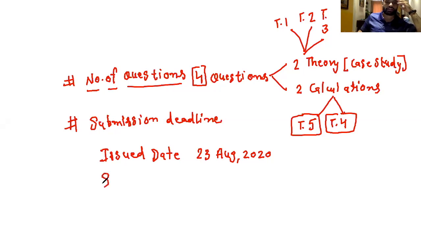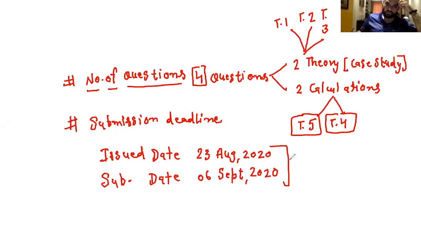Now the submission date. Is that okay? I'm giving you 2 weeks. I can't go any further because, as I mentioned before, in the middle of September you may have the final exam. So I don't want your assignment and final exams to come together or close to each other. That's the reason the submission deadline will be 6th of September. So before 6th of September, you have 2 weeks. I believe these 2 weeks are more than enough to complete this assignment. Okay, thank you.